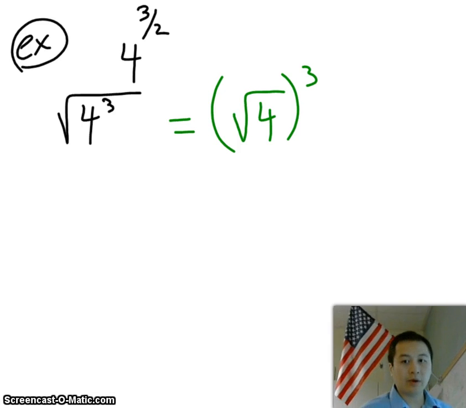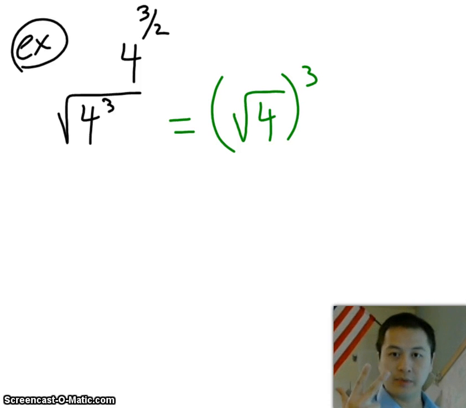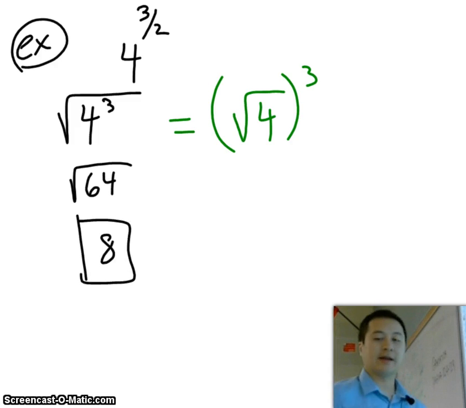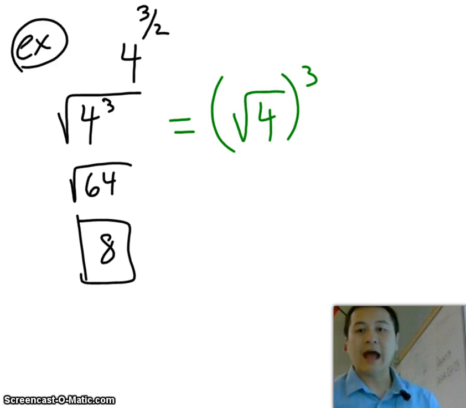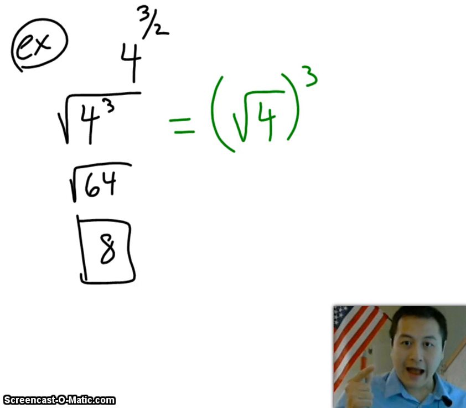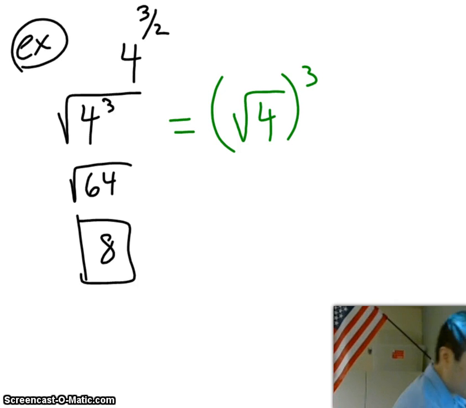Take a look. I'll do the first one first. What's 4 to the 3rd power? What's 4 times 4 times 4? Good. That is the square root of 64. The square root of 64 is 8. Perfect. 4 to the 3/2 power is 8. If you take your calculator and you go 4 to the power of 3/2 or 4 to the power of 1.5, you're going to get 8.